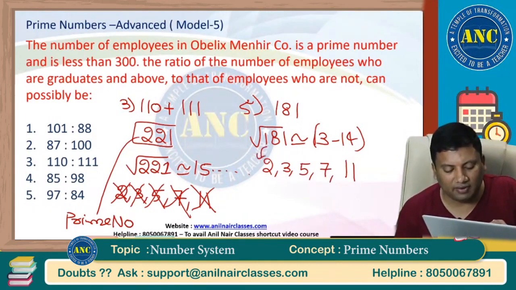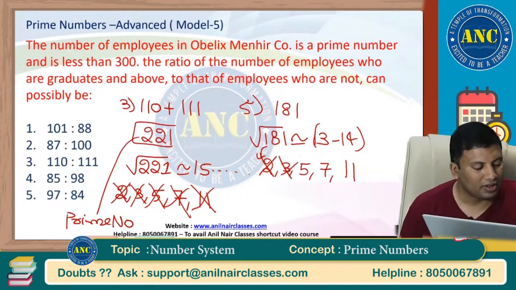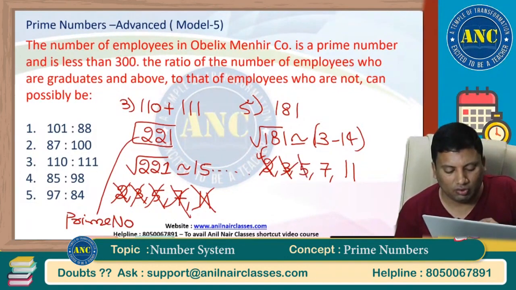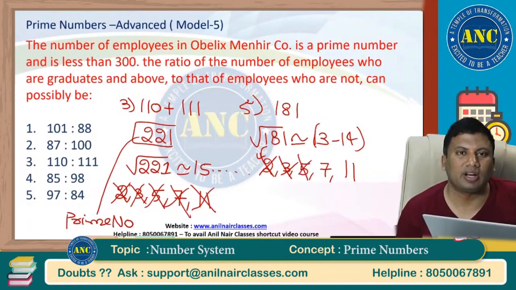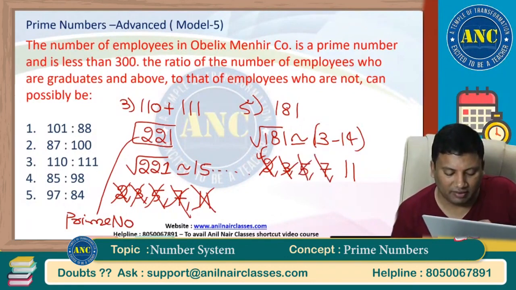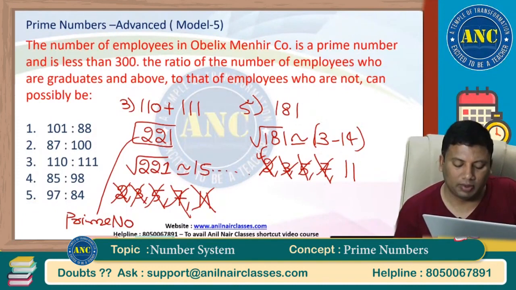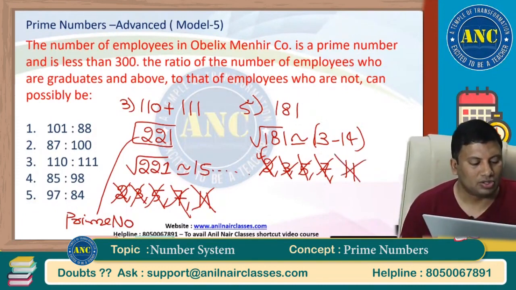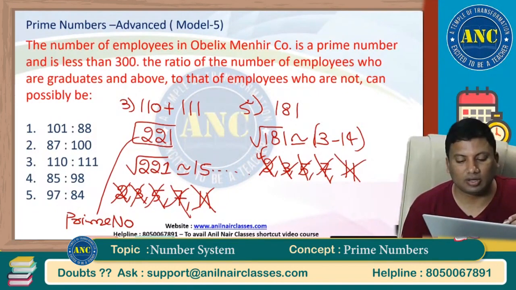Is 181 divisible by 2? No. Is 181 divisible by 3? I hope it is clear. 1 plus 8 plus 1 is 10, so no. By 5, no. By 7, 7 twos are 14, leaving 41, no. By 11, 1 minus 8 plus 1, no. So, we are not getting a factor. What is the question?